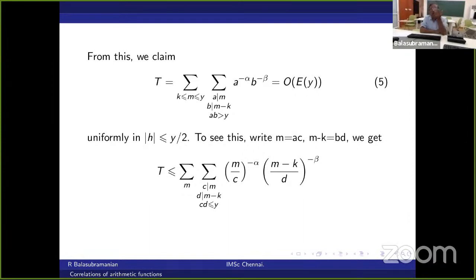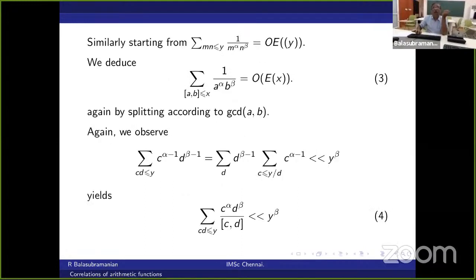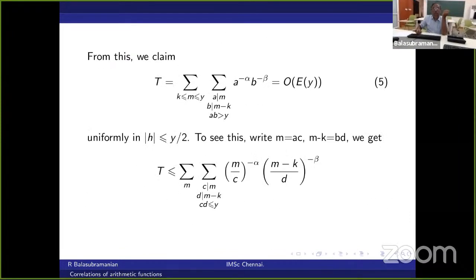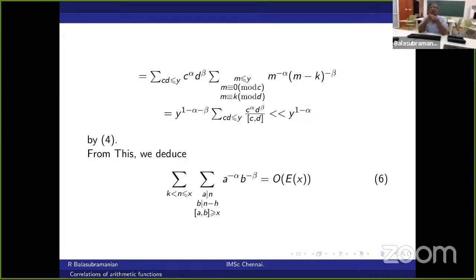And then you have the summation over C dividing m, D dividing m minus k, C power alpha, D power beta, with CD lesser or equal to y, and the summation over m not exceeding y, m congruent to 0 modulo c, and m congruent to k modulo d, m power minus alpha, m minus k power minus beta. And this would essentially give you a y power alpha minus beta divided by the GCD of C and D.